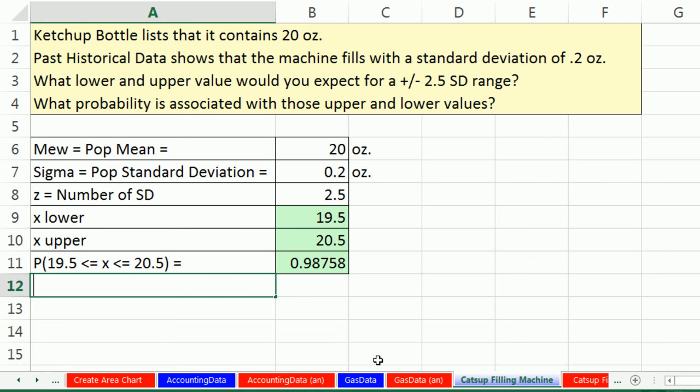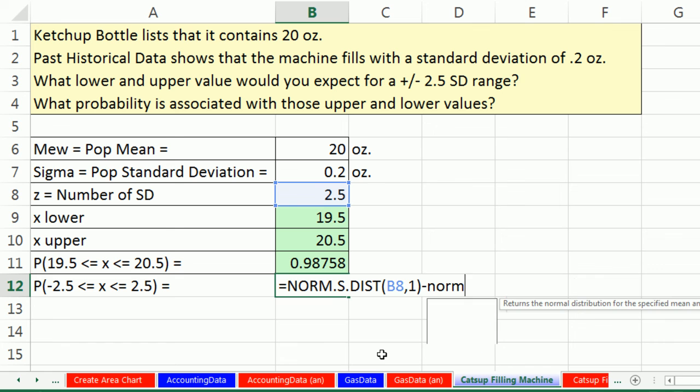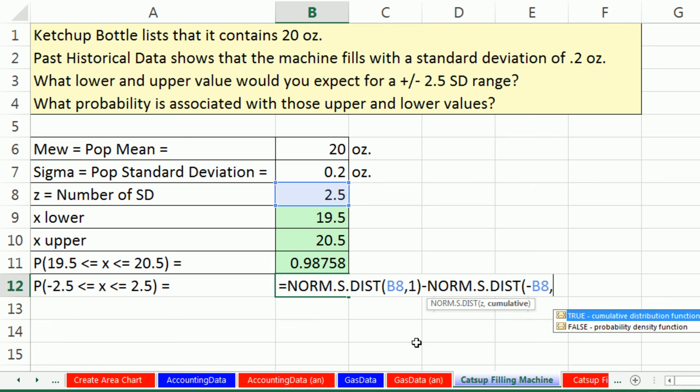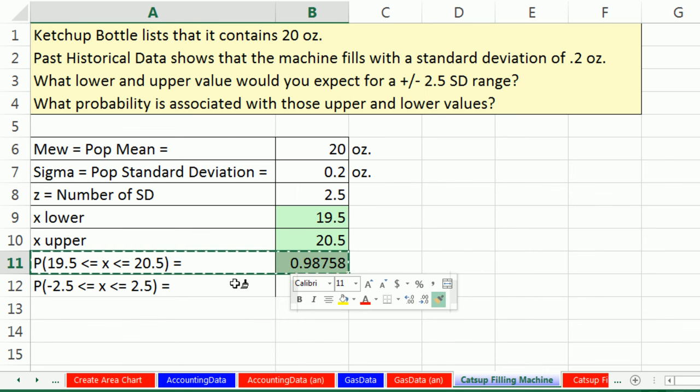Now, if we didn't have to calculate the lower and the upper as part of our question here, we could have simply asked for the probability of getting minus 2.5 standard deviations, where x has to be greater than or equal to minus 2.5 and less than or equal to positive 2.5 standard deviations. Well, the probability of that could have used NORM.S.DIST. That just needs the z. So on the upper end is our 2.5, comma, 1 for cumulative, minus NORM.S.DIST, and then minus 2.5, comma, 1, close parentheses. And when I enter, I get exactly the same thing. I'm going to highlight these two cells, right-click Format Painter, and boop.